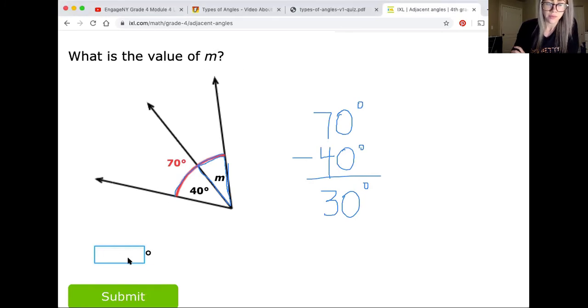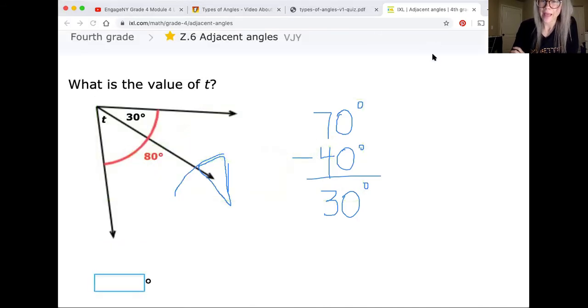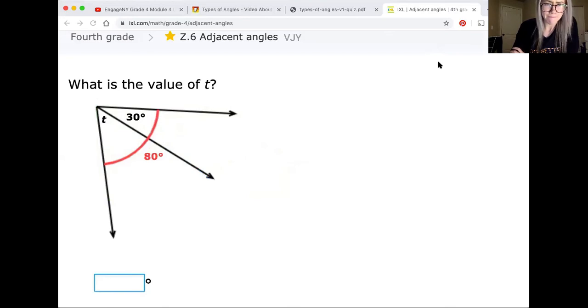So praise them for doing that. All right, so 30 degrees, submit. Let's see if we're right. Crossing our fingers, because if that's 30, that's 40. This whole thing better be 70. Okay, we did it. That's what you're going to do. Let's do one more. Okay. Now, same thing.